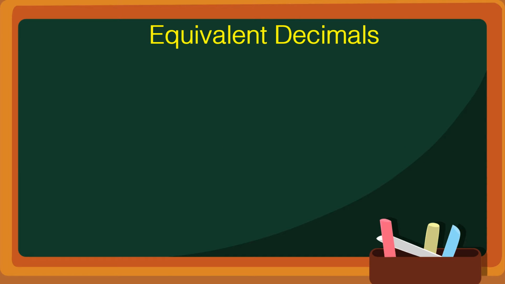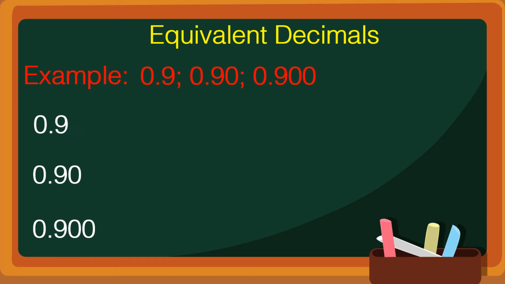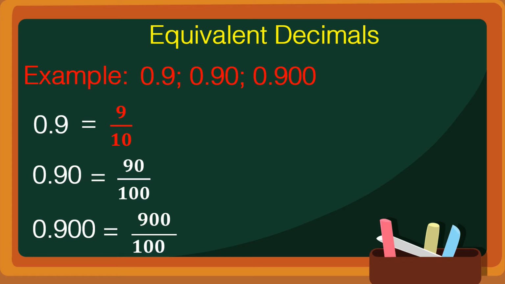To begin, let me tell you what equivalent decimals are. Consider the decimal numbers 0.9, 0.90, and 0.900. When we write them as decimal fractions, we get 9 over 10, 90 over 100, and 900 over 1000 respectively. Here, 9 over 10 remains as it is, but 90 over 100 and 900 over 1000 reduce to lowest terms as 9 over 10.